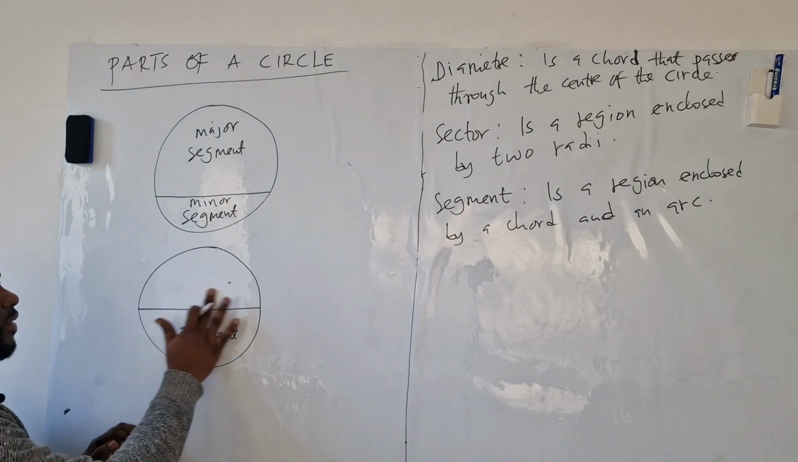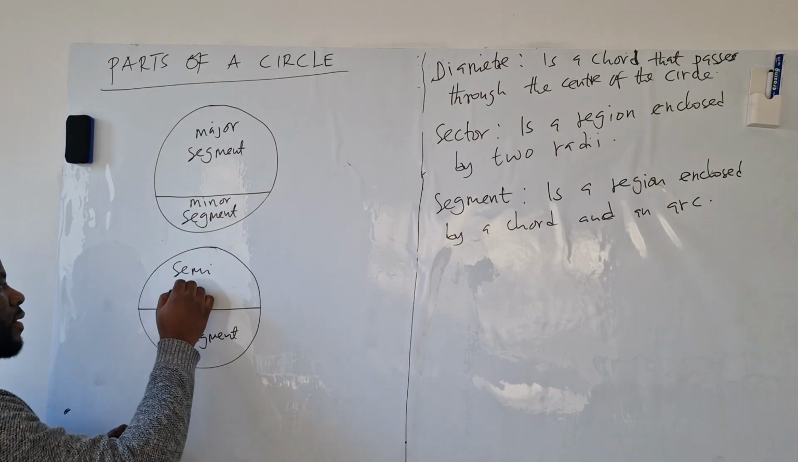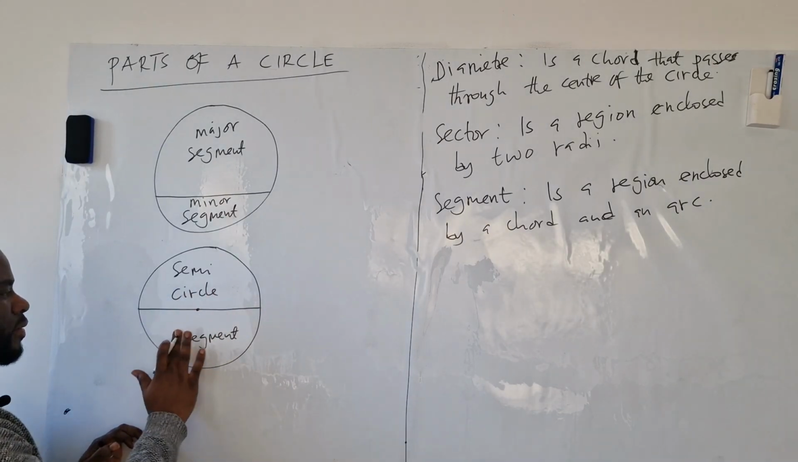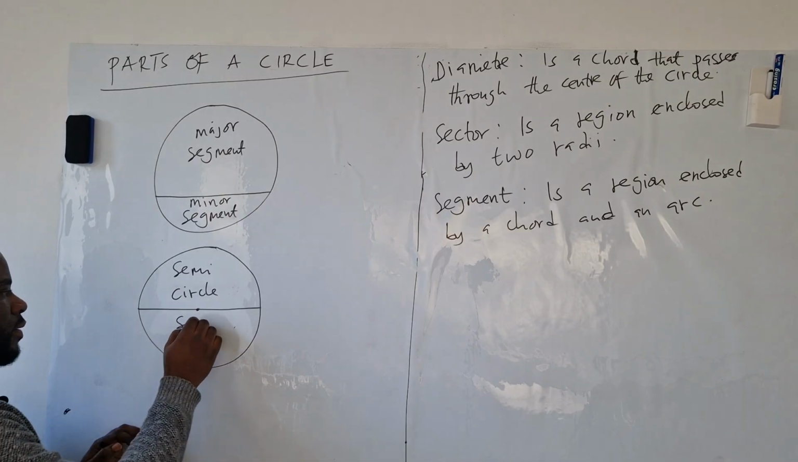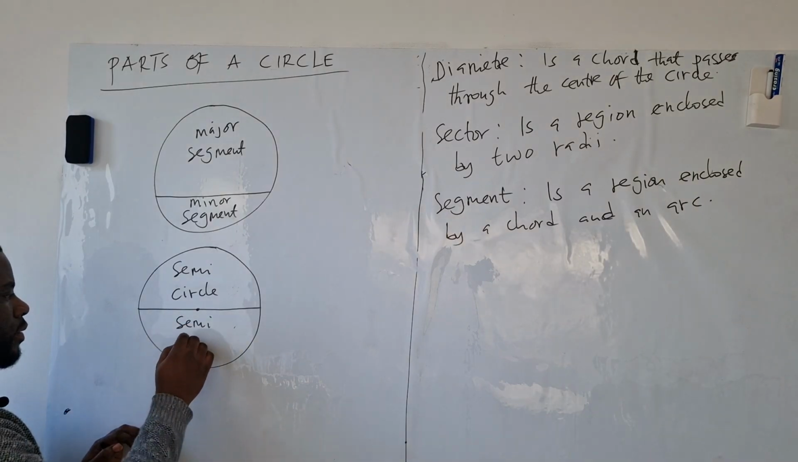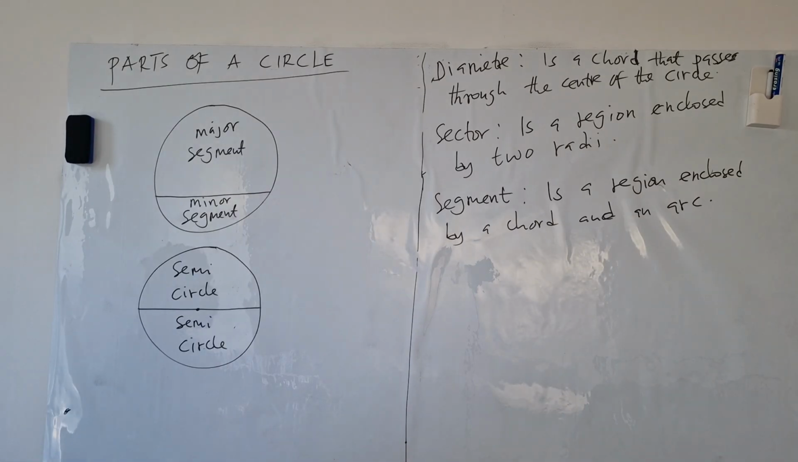Good. Semicircle. A semicircle is half a circle.